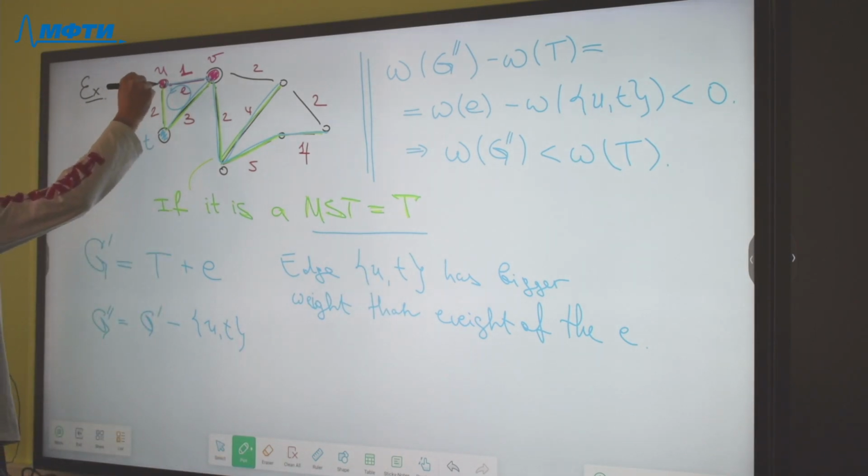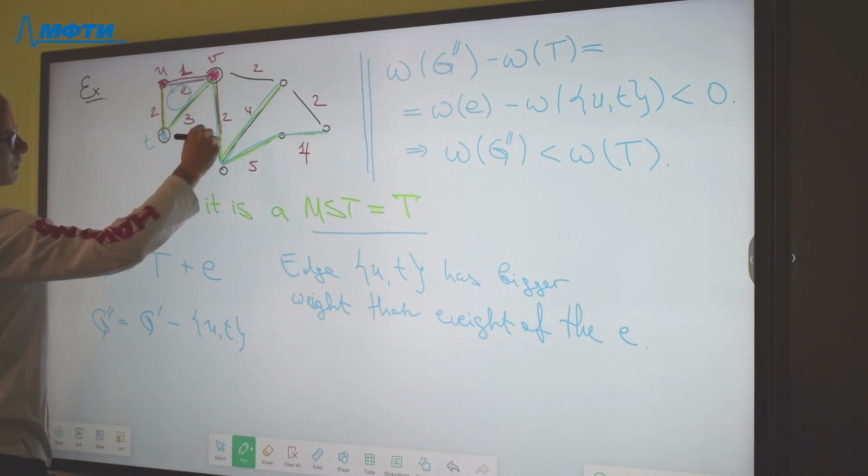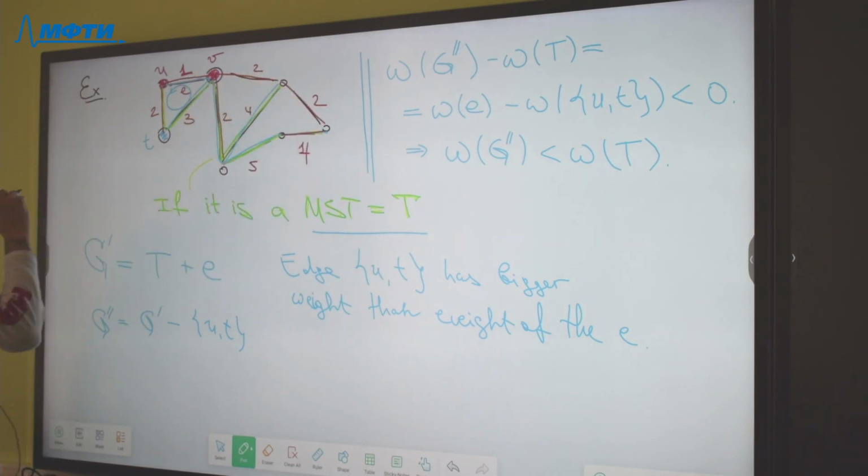Okay, and if we add these edges, yeah, I think it is a minimal spanning tree, the real minimal spanning tree of this graph. And there is only one minimal spanning tree on this graph, but it was only an example. Yeah, you can repeat this proof, this explanation in the common case, of course.